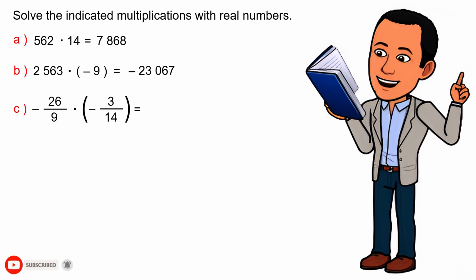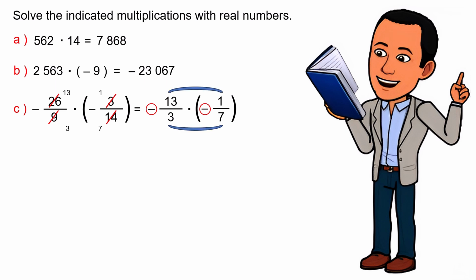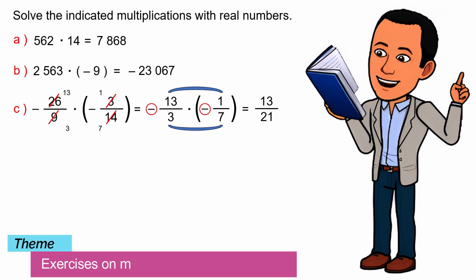Literal C: minus 26 divided by 9, multiplied by minus 3 divided by 14. In this third case, we have the product of rational numbers, but fractions. Now, I always recommend to my students to verify if simplification is possible, with the objective of operating with smaller values. Then simplifying 26 with 14, we would have 13 and 7. Also, simplifying 9 with 3, we would have 3 and 1. Then the fractions are reduced, where applying the law of signs, the result will have a positive sign. And multiplying numerator with numerator and denominator with denominator, the final result is 13 divided by 21.